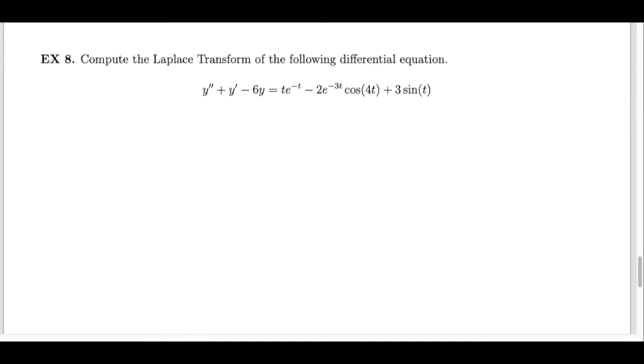In example 8, we're given a differential equation. This is a pretty familiar looking differential equation in that the left-hand side is linear, has constant coefficients, and is second order. So this is exactly the type of differential equation we would have encountered in chapter 3. The right-hand side is a little complicated. If I had to use undetermined coefficients or variation of parameters, I would expect a lot of calculations to do. Notice again, in this example, we're not asked to solve this differential equation.